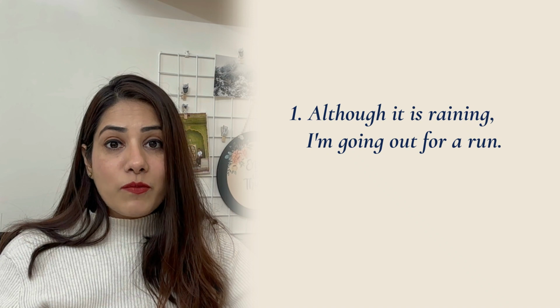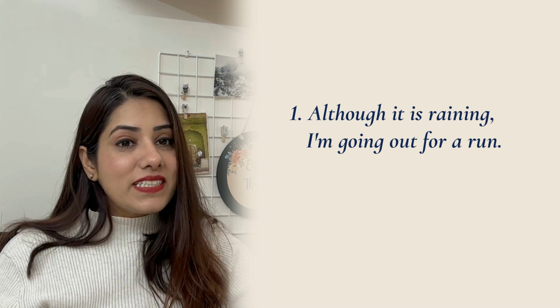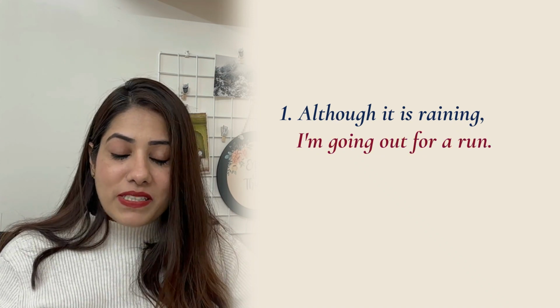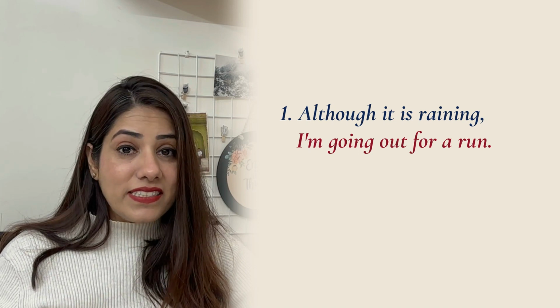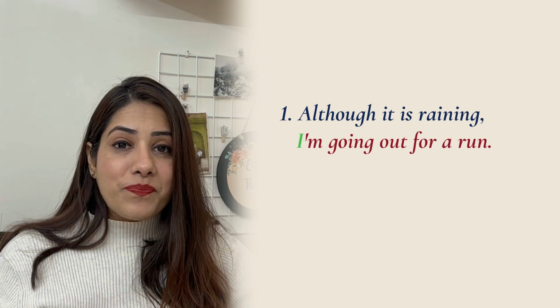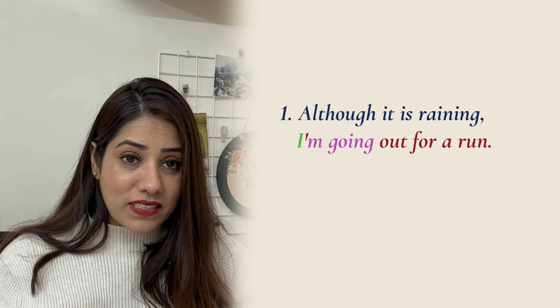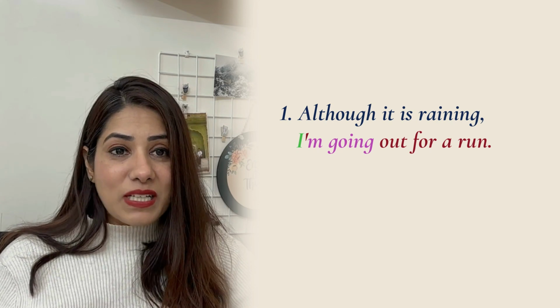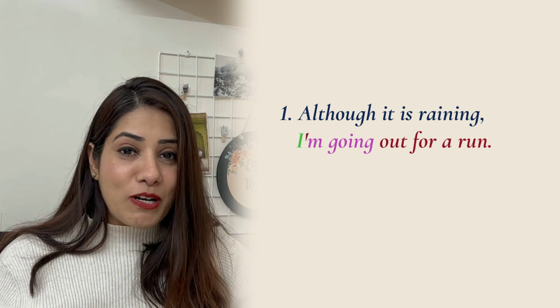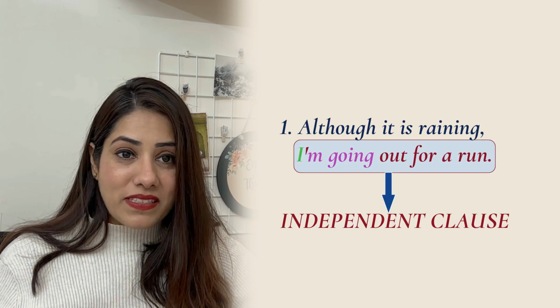Although it is raining, I'm going out for a run. Now, in this sentence, I'm going out for a run makes complete sense and it contains a subject, I, and a verb, am going. So the action is there, the subject is there, and the thought is complete. So we can say I'm going out for a run is an independent clause.